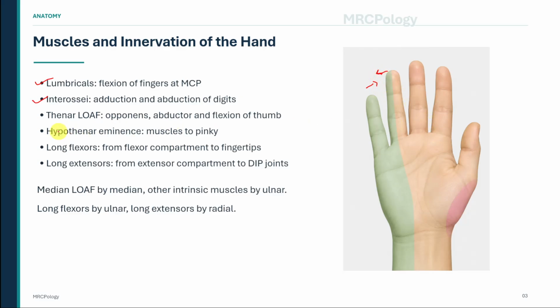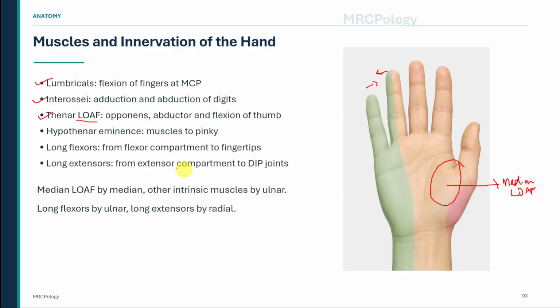The median innervated intrinsic muscles are remembered by the mnemonic LOAF. These are the lateral two lumbricals, opponens pollicis, abductor pollicis brevis, and flexor pollicis brevis. They are particularly important for thumb opposition and abduction. The hypothenar muscles control movements of the little finger and are supplied mainly by the ulnar nerve.